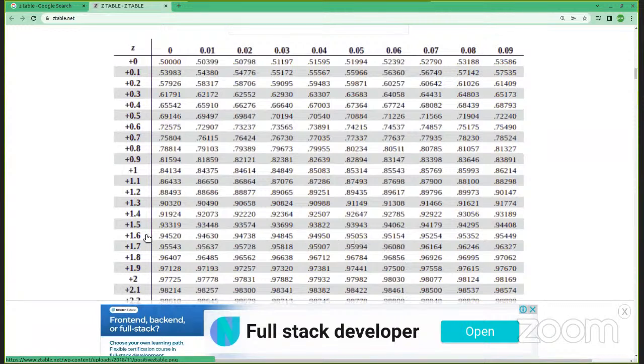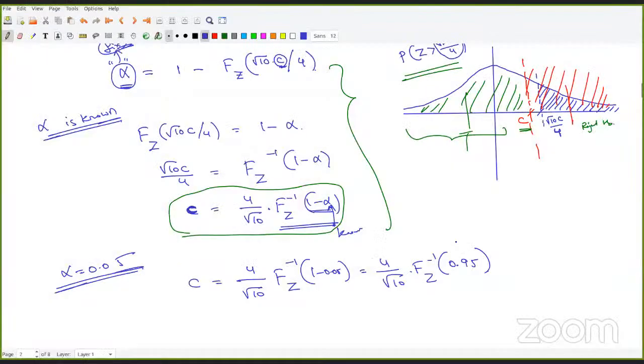1.65. So correspondingly my Z value will be 1.65, right? What is Z value? From the Z table I am calculating my Z score. So this particular value from the Z table is 1.65.